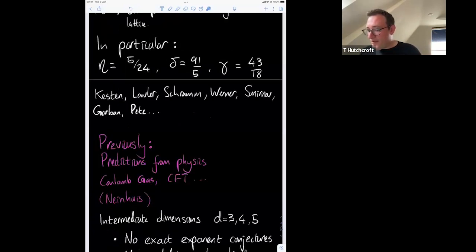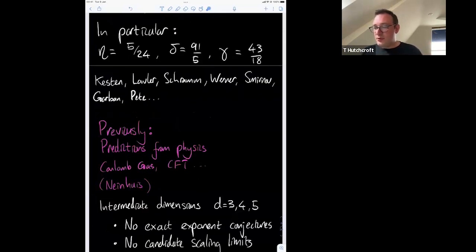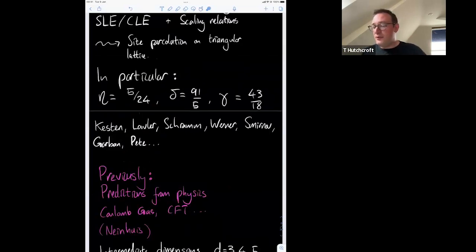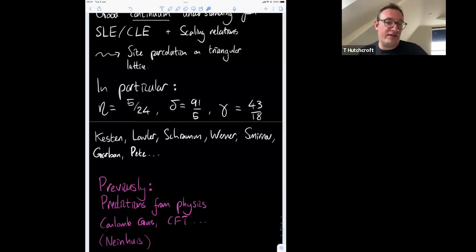And I should say that these things were predicted a long time before they were proven in the physics literature, especially by Nienhuis, who used what's called the Coulomb gas formalism. So in particular, he predicted these values of the critical exponents for 2D percolation, I think in like the 70s.